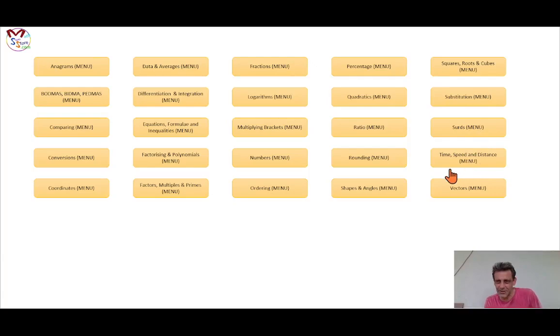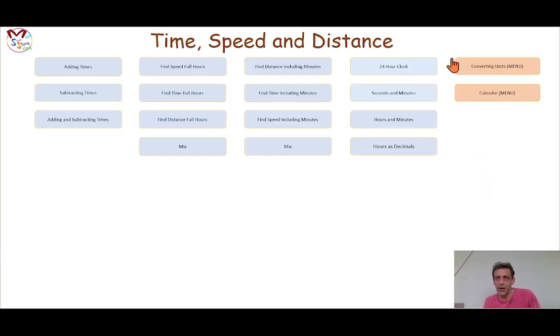Oh, I just pressed the wrong button. But that was surds, and now time, distance, speed. And on the right hand side we've got converting units. That would be the menu, including millimeters to meters, miles to kilometers, the distance parts of it, and hours to decimals is already there. So we can add times, subtract times, adding and subtracting times. That's a mixed one. Find speed in full hours, find time in full hours and distance in full hours, and we can mix each of them. Find distance, time and speed, including minutes, and 24-hour clock, seconds to minutes, hours to minutes, and hours as decimals.